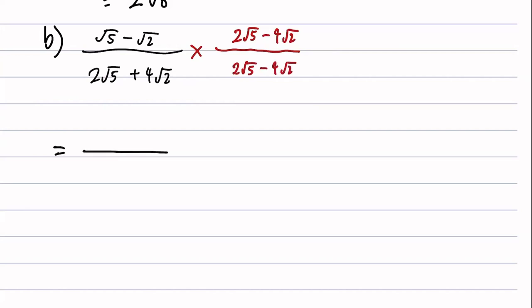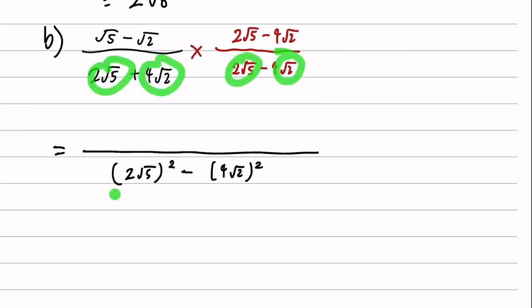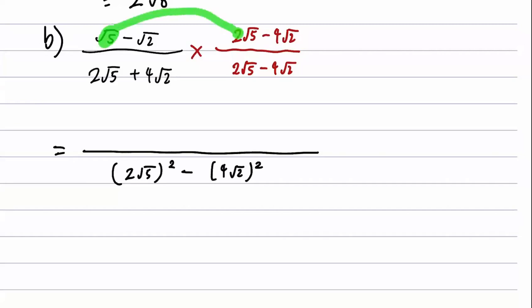Then the denominator, I'll just do it step by step. It will become a squared minus b squared, like a plus b times a minus b gives you a squared minus b squared. Then the numerator, I'll just do it straight away. Root 5 times 2 root 5, root 5 times root 5 is 5, 2 times 5 is 10. Root 5 times negative 4 root 2 is minus 4 times root 10. Do you know how I got this root 10? Root 5 times root 2.